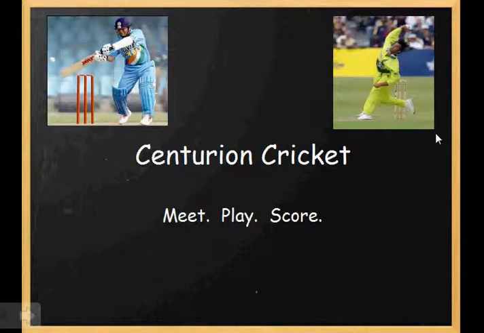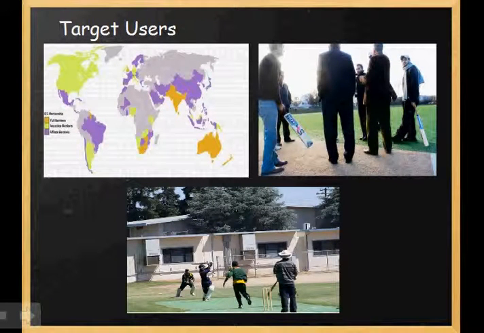The name of our application is Centurion Cricket, and our slogan is Meet, Play, Score. The target users for our application are cricketers living in countries where cricket is not a primarily played sport. In this map, these countries are represented by colors other than orange. Amongst these cricketers, our target users are amateur cricketers who can be from all walks of life.